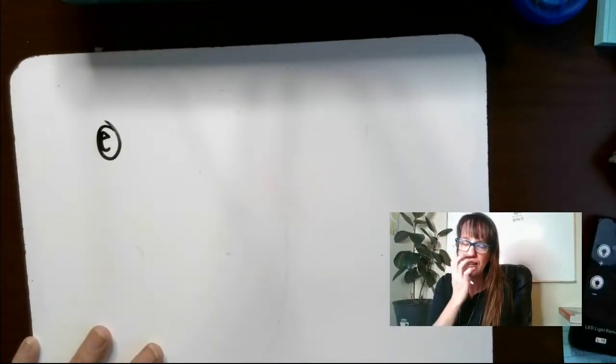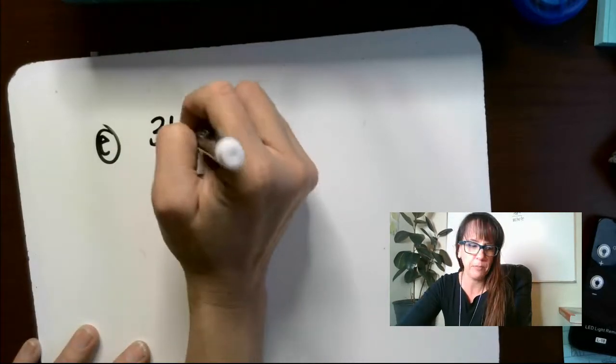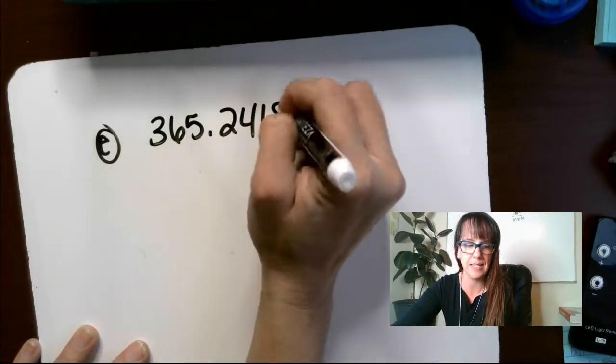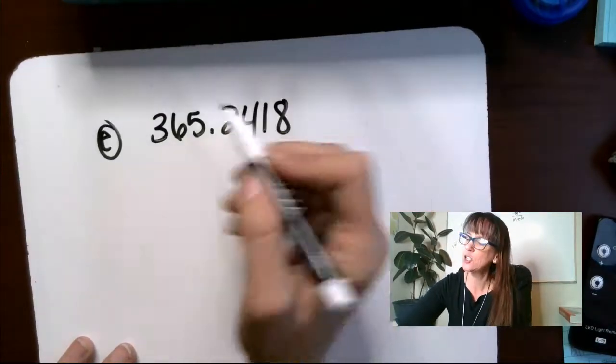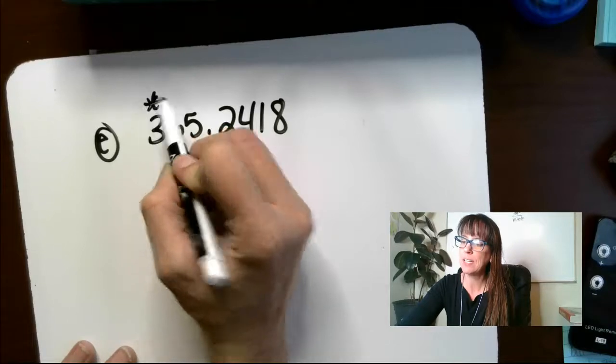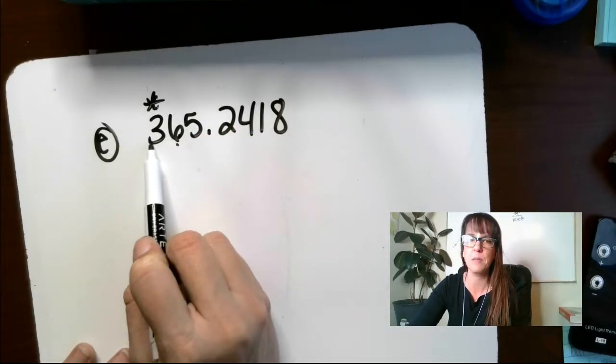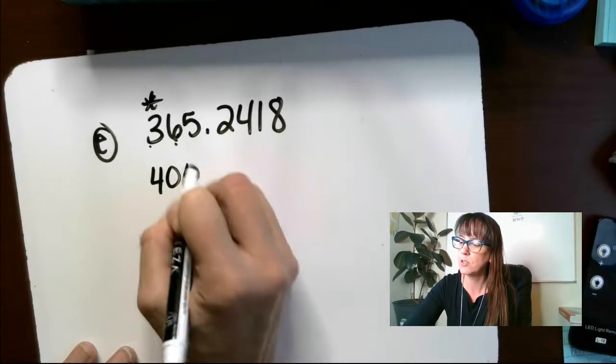Let's try E. E says round 365.2418 to the nearest 100. Remember, this is your ones, tens, hundreds. So we're going to be rounding to here. We look at this number here. We see that it's 5 or greater. So this is going to be boosted up to 400.